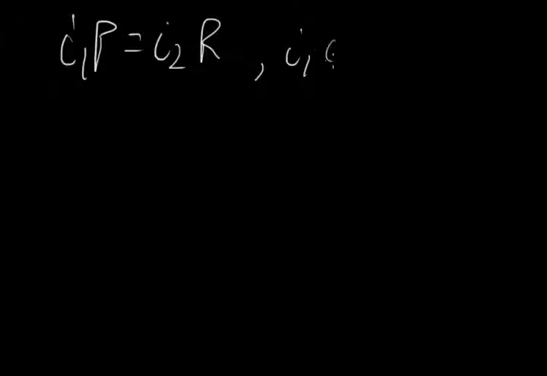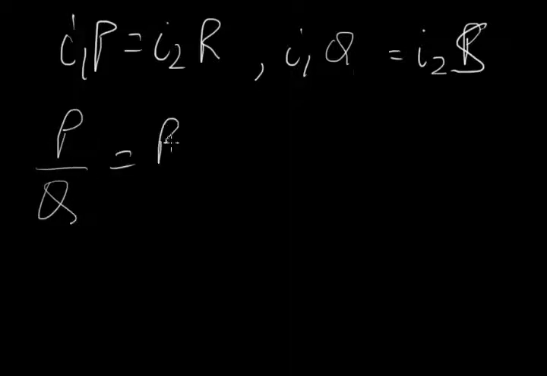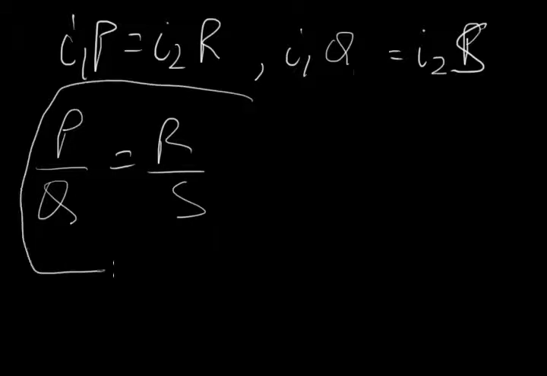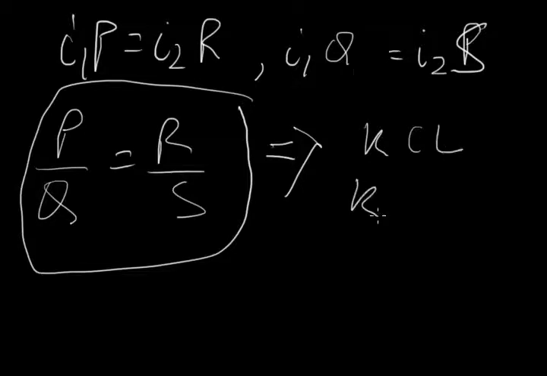So it is I1P is equal to I2R, and I1Q is equal to I2S. If I divide these two, what I have is P by Q is R by S. That is what we call the balanced condition of the bridge, which can be derived applying KCL and KVL. I will repeat again. The first equation is I1P is equal to I2R, and the second is I1Q is equal to I2S. And then if I divide them, I get P by Q is R by S.